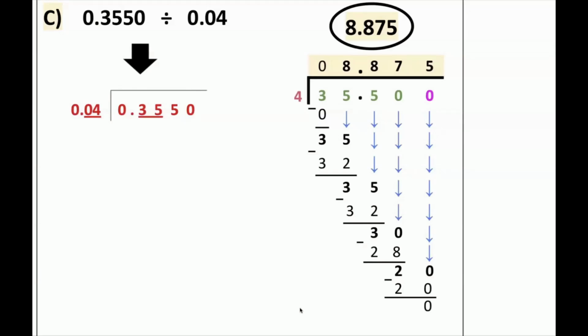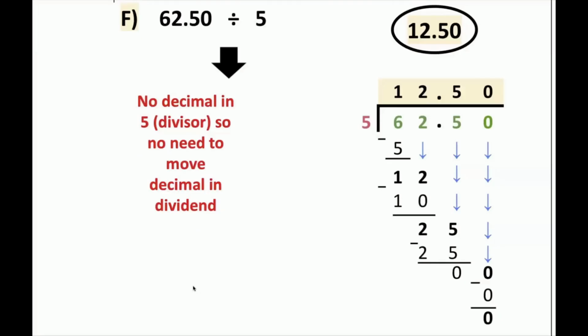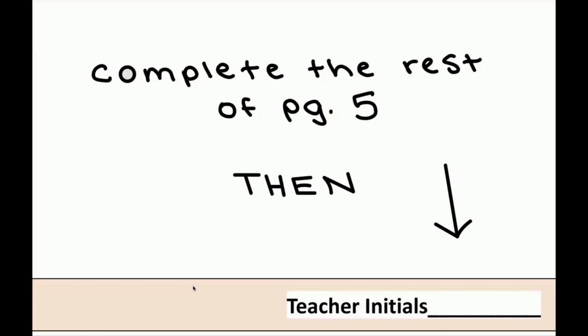Check your work for problem C. Remember, if there's nothing left to bring down, you can bring down an extra 0, which you can see on your screen in pink. So pause the video, check your work. Problem F, this is how you should have set it up. Remember, if there's no decimal in the divisor, the second number, you don't need to move your decimal at all. So here's how F should be set up. Go ahead and check your work for problem F. Complete the rest of page 5, then check in with your teacher to get additional feedback.